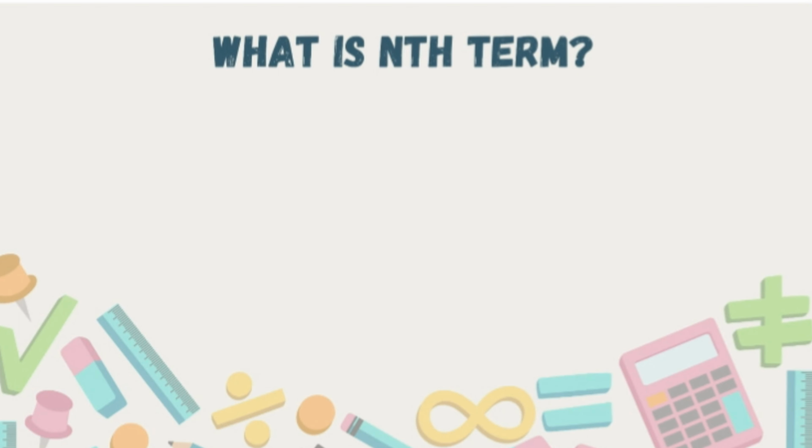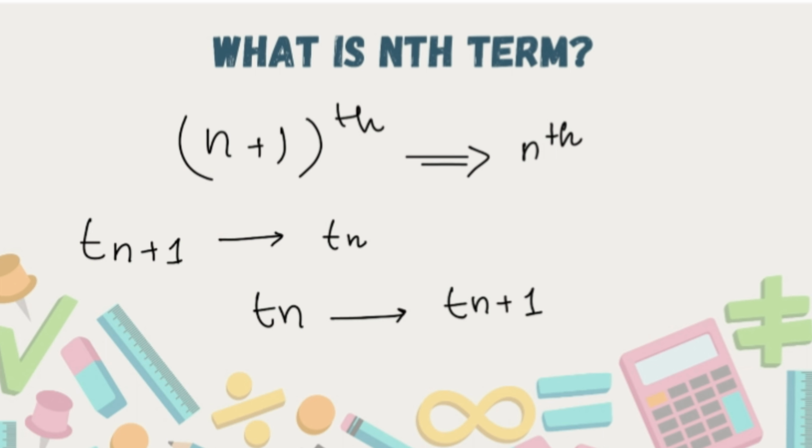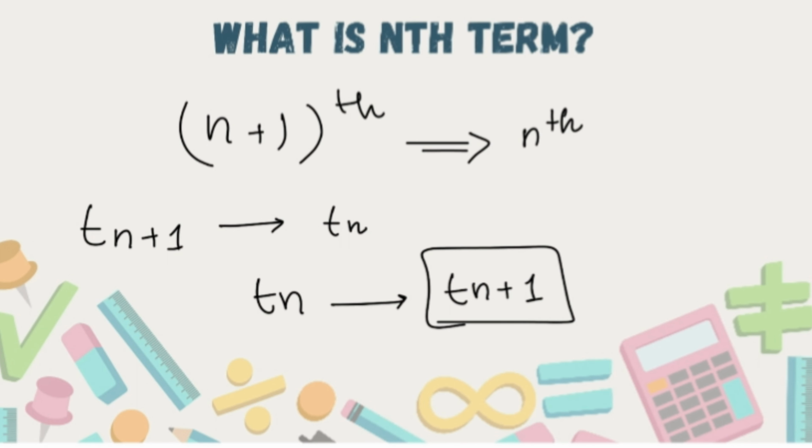What is the nth term? The term-to-term rule gives us the n plus 1 term from the nth term. Now Tn plus 1 gives us the term after Tn. Okay, so the term is known and the next one can be worked out. This is the link between one term Tn and the next term Tn plus 1. So the term-to-term rule is Tn plus 1.